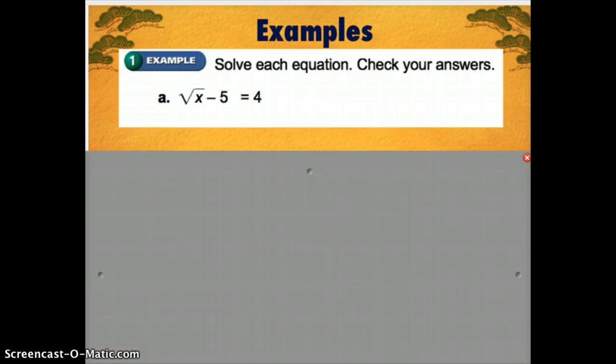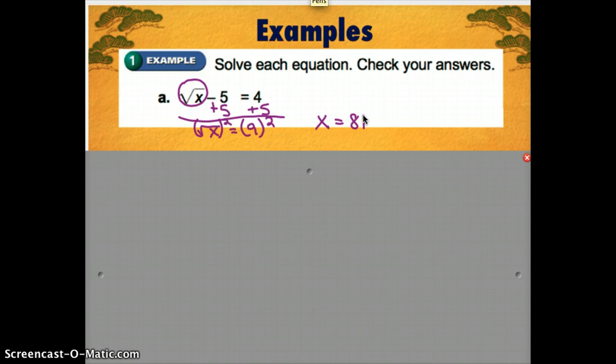Here's the first one. Square root of x, minus 5, equals 4. The first thing I'm going to do is get this whole radical alone. To do that, I do just like I would a normal linear equation. I'm going to add 5 to both sides, and I get square root of x equals 9. Then to solve this, I'm going to square both sides. If x is greater than or equal to 0, the square root of x squared just equals x, and 9 squared equals 81.